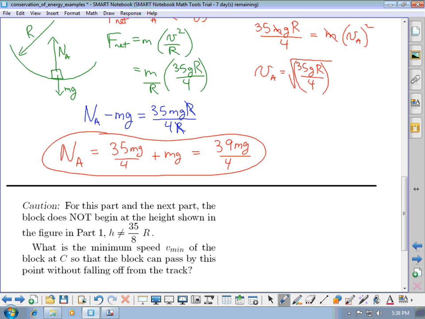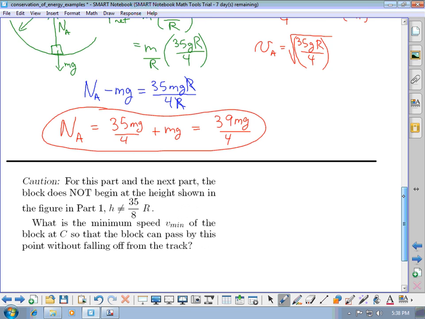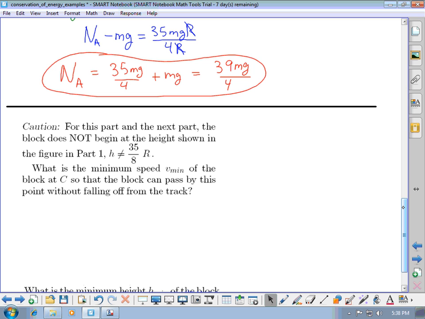Okay. For this last part, the block does not begin at the height of 35r over 8. So we're going to find the minimum speed of the block at point C so that it can pass by the point without falling off the track. If you look back into the notes, we had done something similar to this. So when it's going around the track, at point C, you have its weight pulling down. You also have the track pushing down.